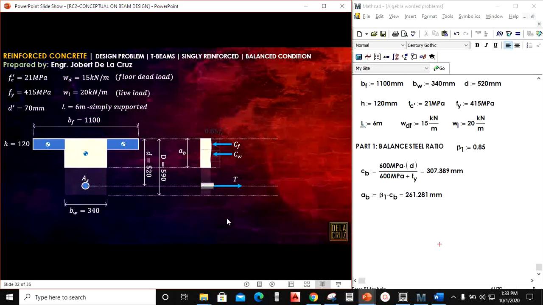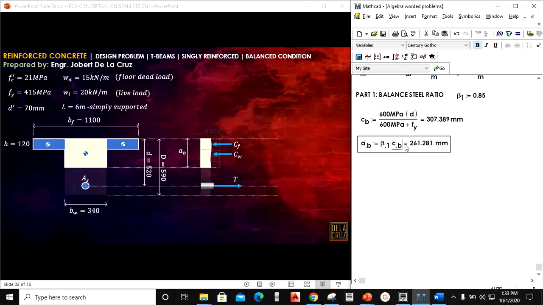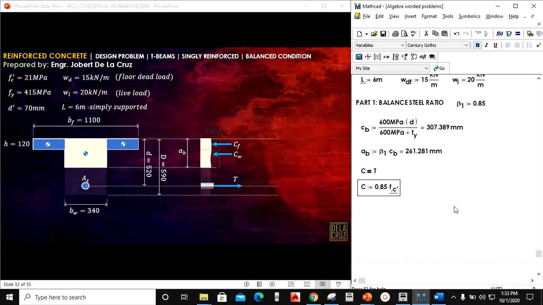Okay, after we can calculate the AS, then we can use na the balance steel ratio formula, AS over BWD. Okay, so this one, by equating C is equals to tension, and by the way, our C is composed of CF plus CW. Okay, so in this case, I will just define first C is equals to 0.85 FC prime. Okay, mga variables yung gagamitin ko dito ha. Na-define ko na ito lahat. Okay, so just follow lang. FC prime times ano yung area natin.